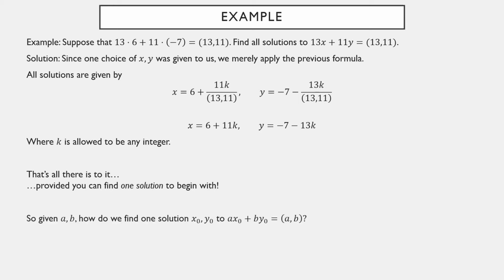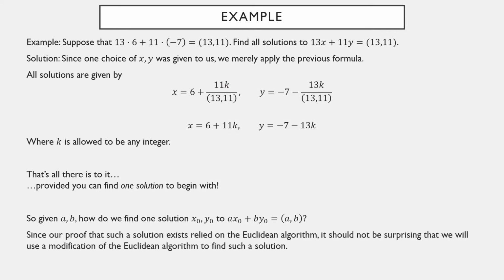But how do I find one solution to begin with? Okay, Bézout's identity does tell us that there is a choice of integers x naught, y naught, so that a x naught plus b y naught is the GCD. And once I find one solution, this formula gives us all of them. Okay, but our proof in Bézout's identity that this solution existed essentially relied on the Euclidean algorithm. So it shouldn't be surprising that we're going to modify the Euclidean algorithm to find one solution. And here is the title of this section, the extended Euclidean algorithm.